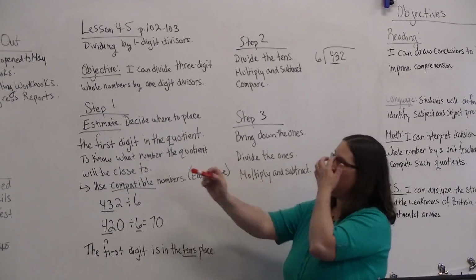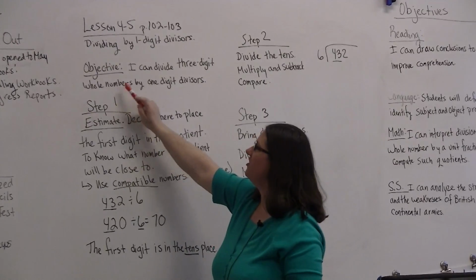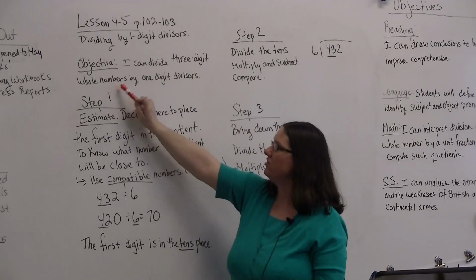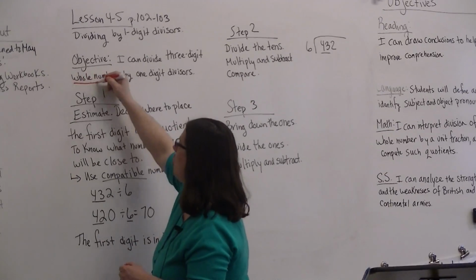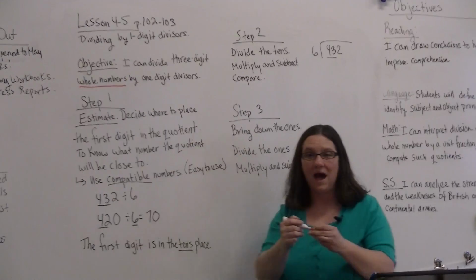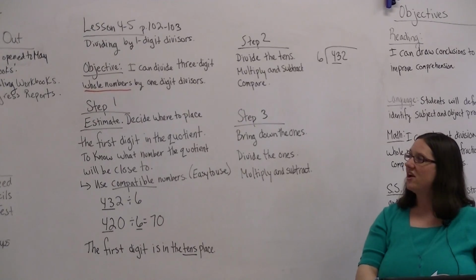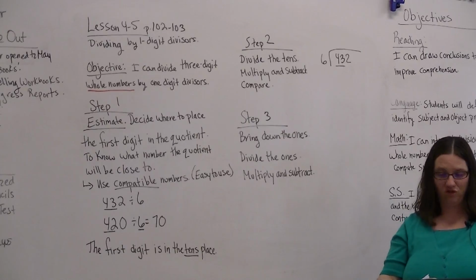We're going to start today with, go ahead and label your lesson. And our objective for today is I can divide 3-digit whole numbers by one-digit divisors. Our key word here is whole numbers. We are switching away from fractions, so keep that in mind. So get your objective copied down, and then meet me at the top of page 102.